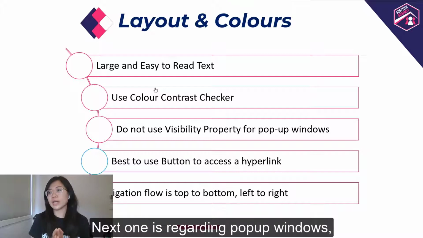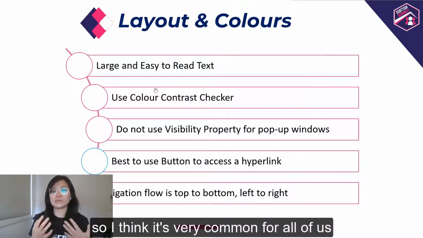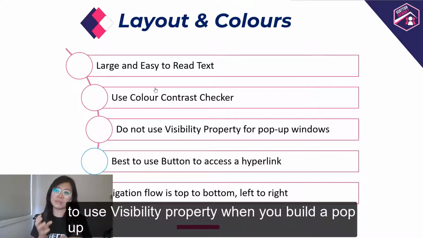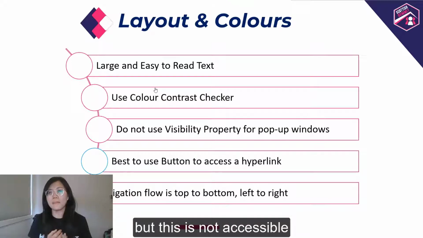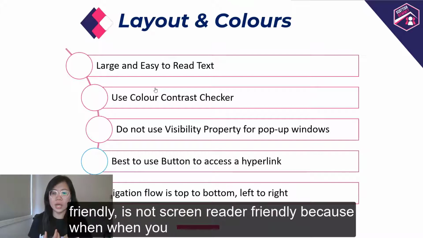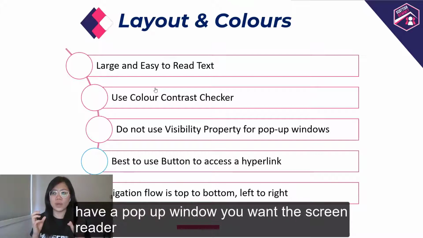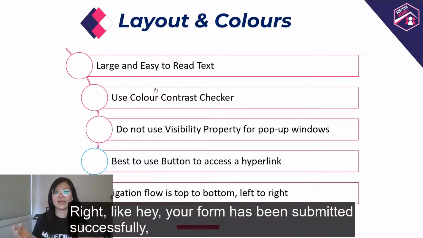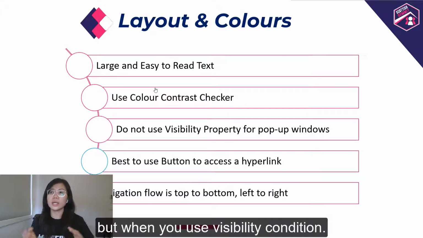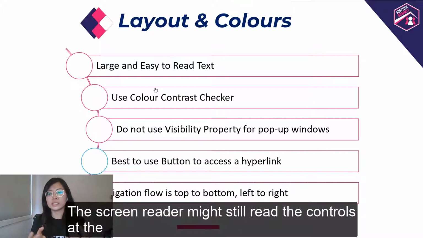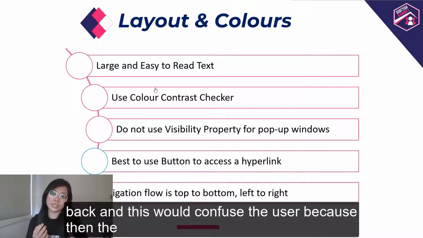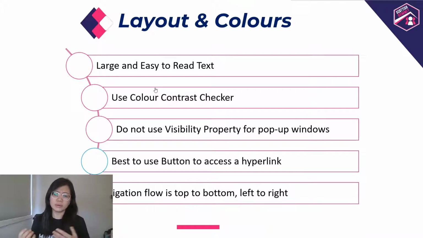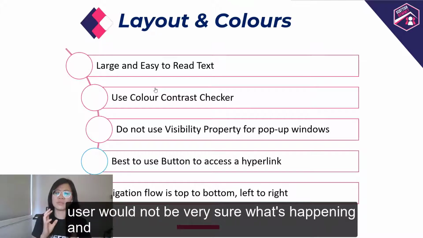The third one is regarding pop-up windows. So I think it's very common for all of us to use the visibility property when you build a pop-up window, but this is not accessibility friendly. It's not screen reader friendly because when you have a pop-up window, you want the screen reader to only read the pop-up window because that's the message you want to send to the person, right? That, hey, your form has been submitted successfully. But when you use the visibility condition, the screen reader might still read the controls at the back, and this would confuse the user because then the user would not be very sure what's happening.